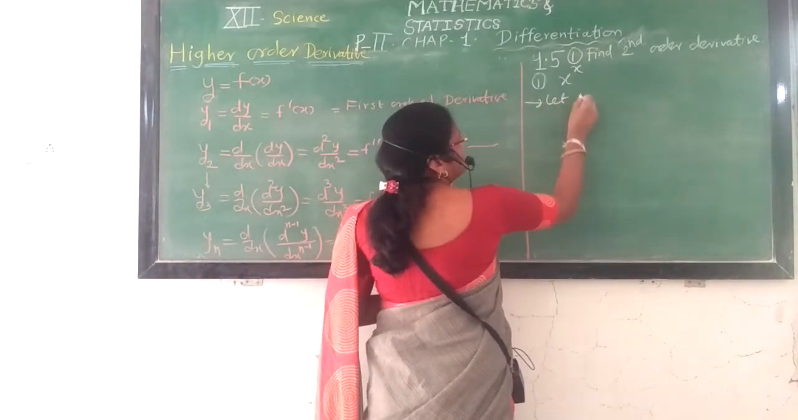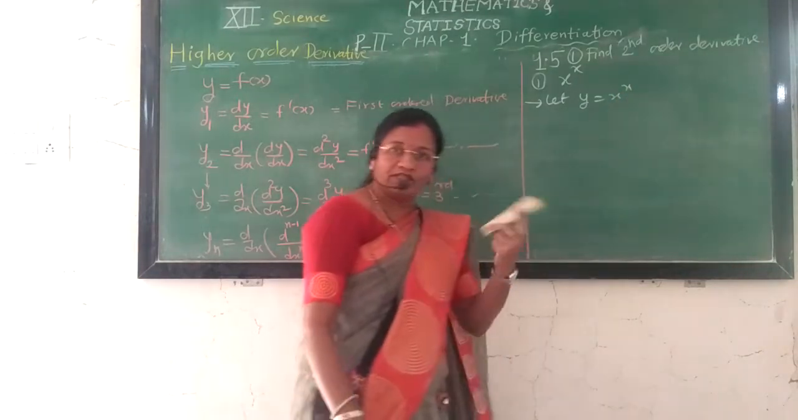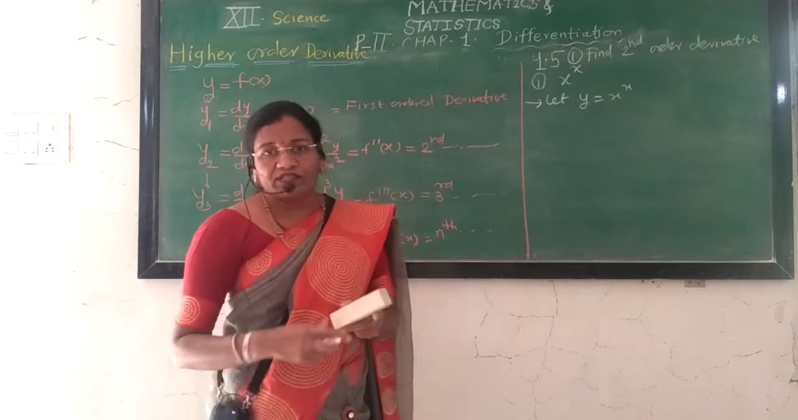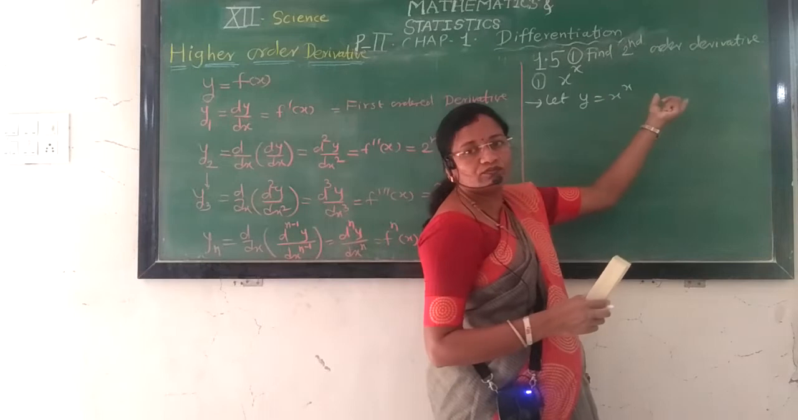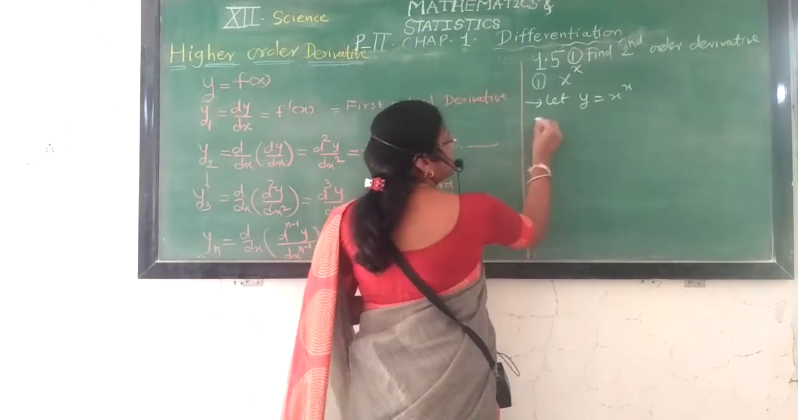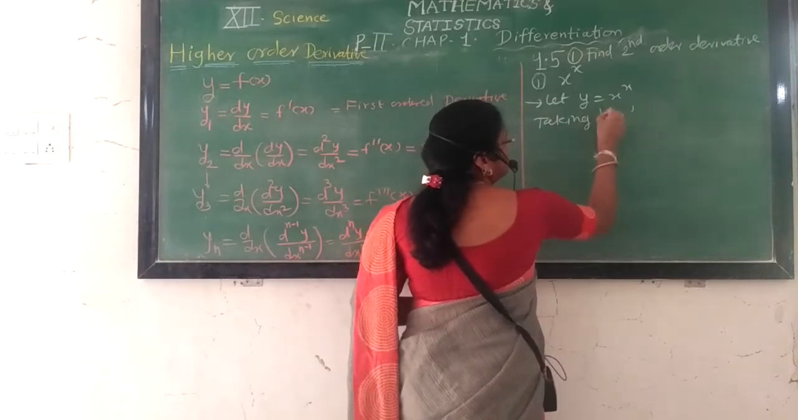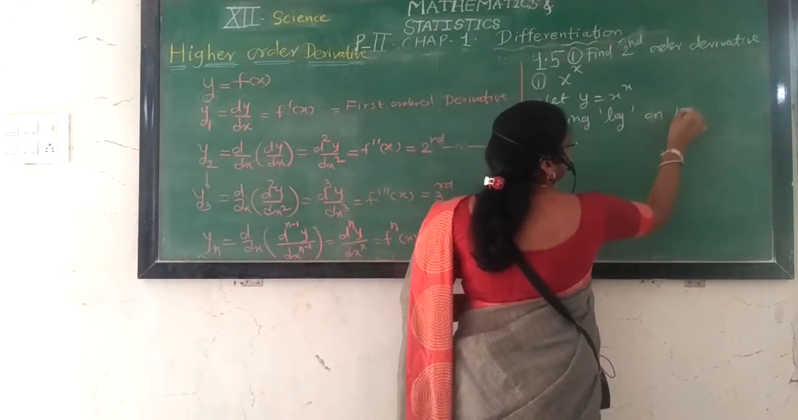So first of all, we take that function as y. Again, this is of the type function raised to function, so it can be differentiated by using logarithmic differentiation, as the type is f(x) raised to g(x). The first step is taking log on both sides.